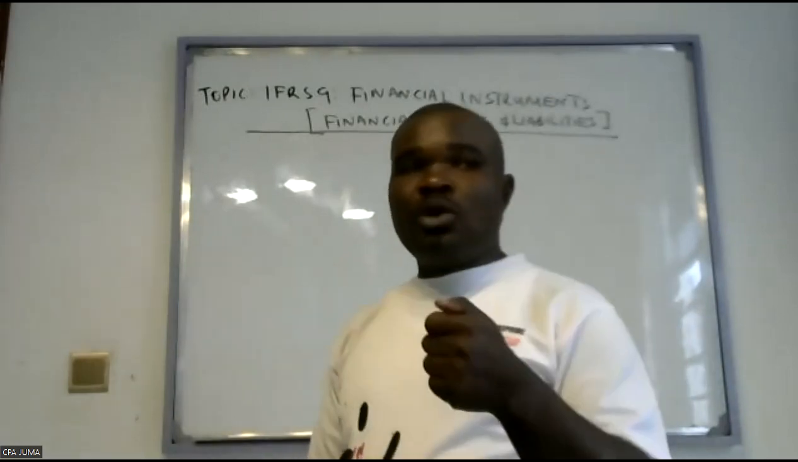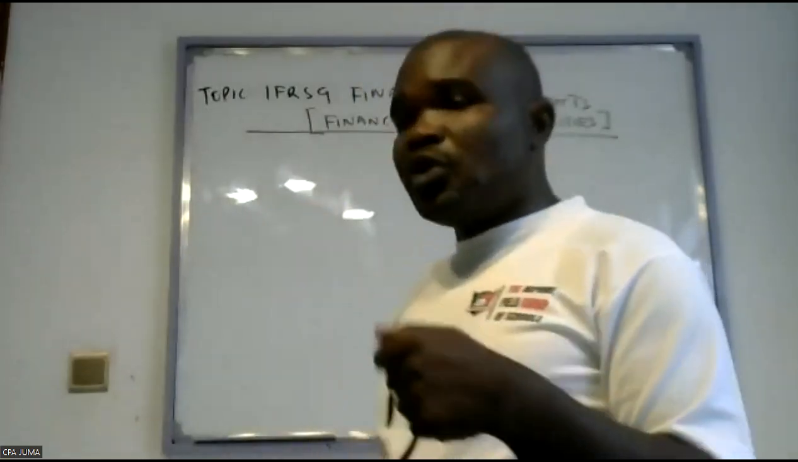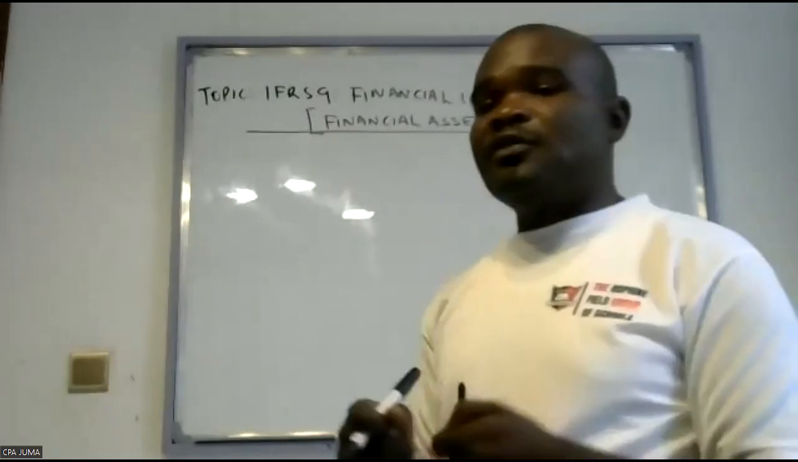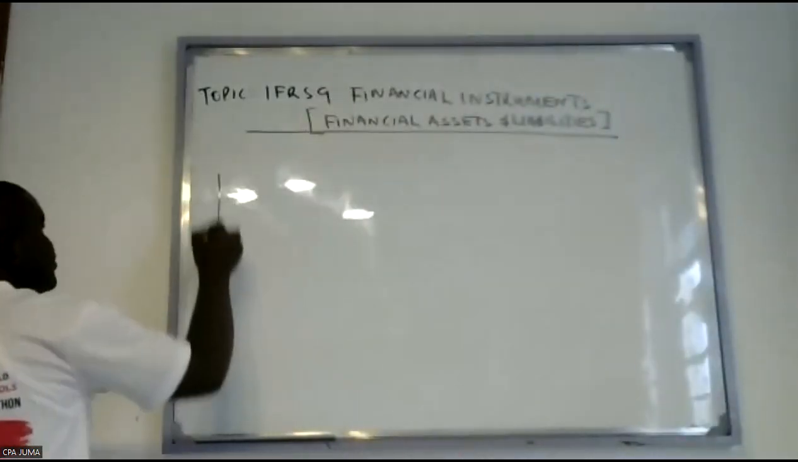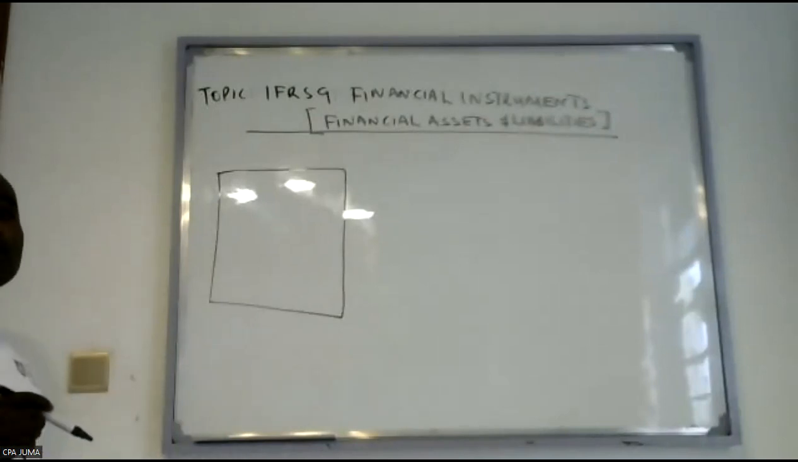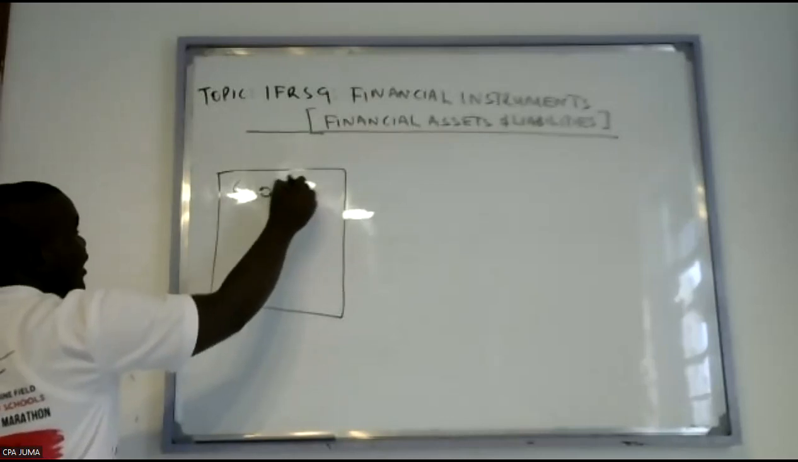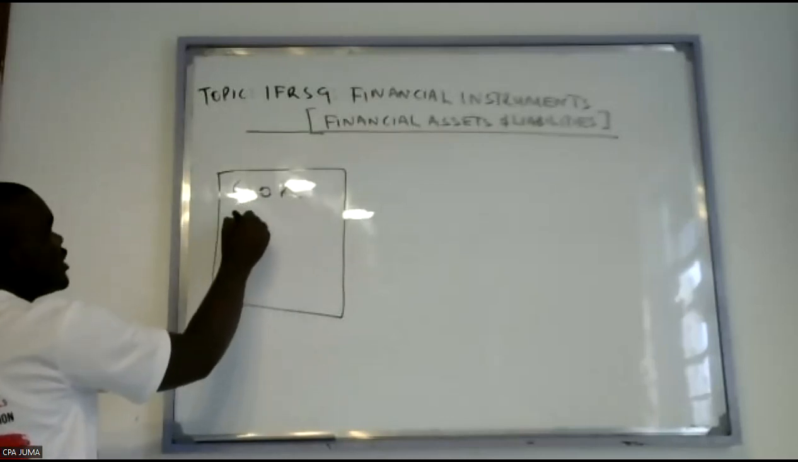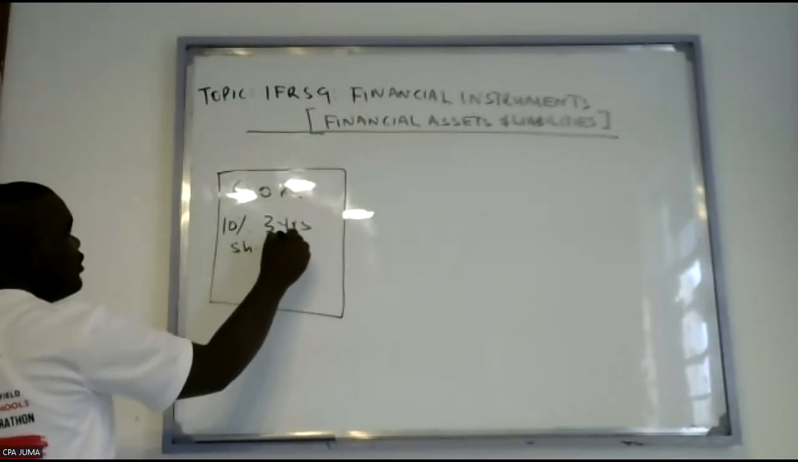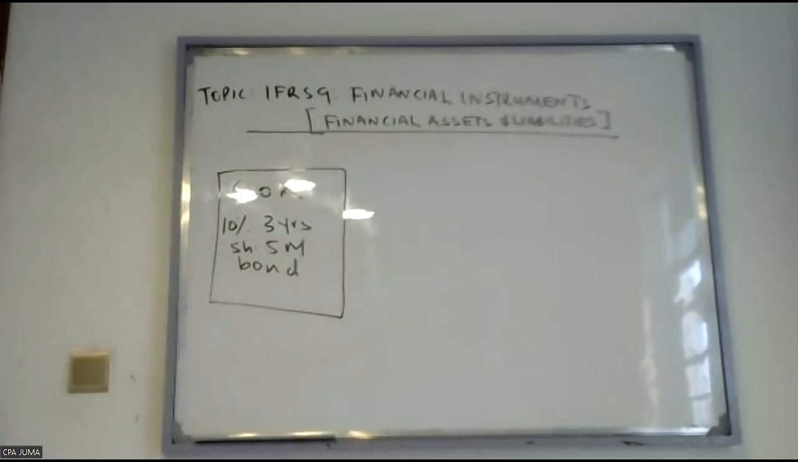When you issue a bond, in finance you call it bond flotation. When you float the bond to the public, what happens? The public comes for the certificates. So the certificates will just look like this. For example, Government of Kenya, 10%, 3 years, 5 million shillings bond. That is just an example.